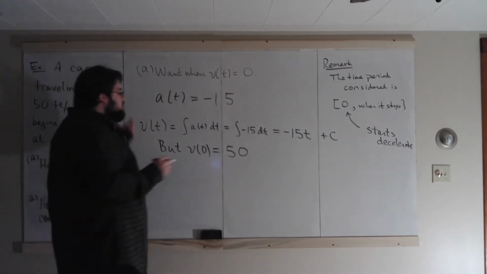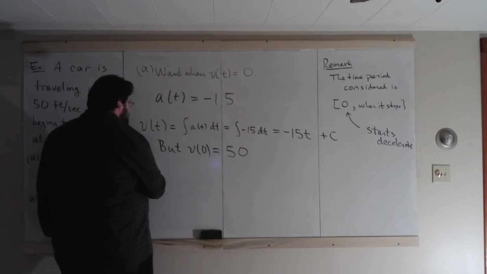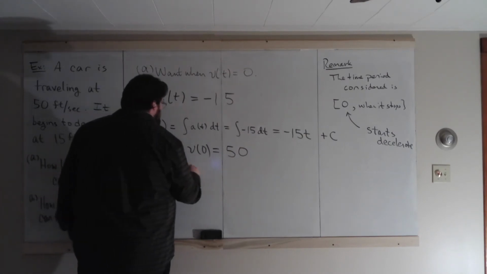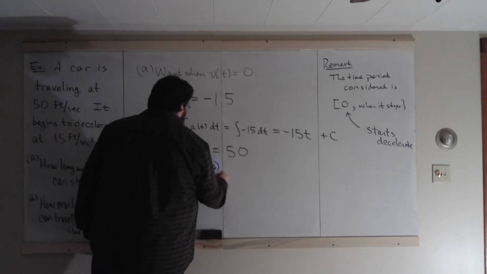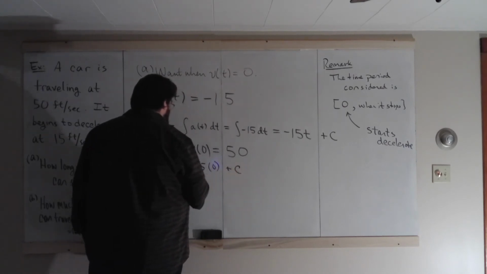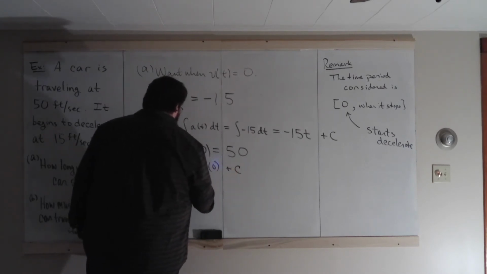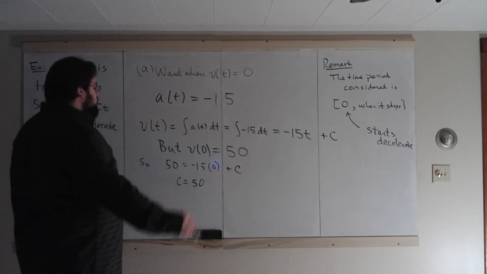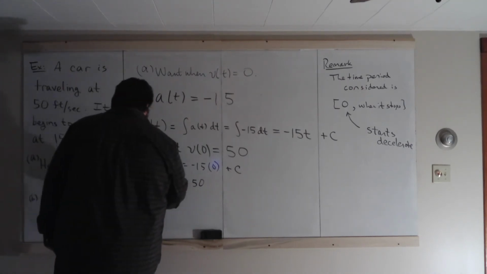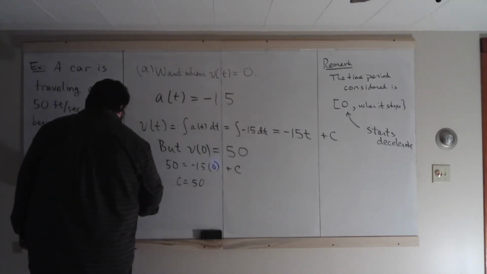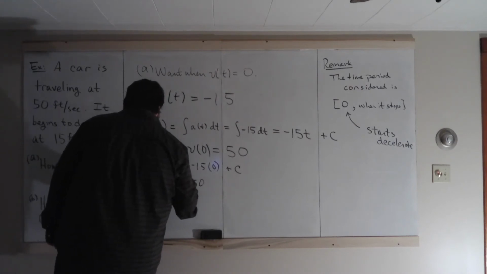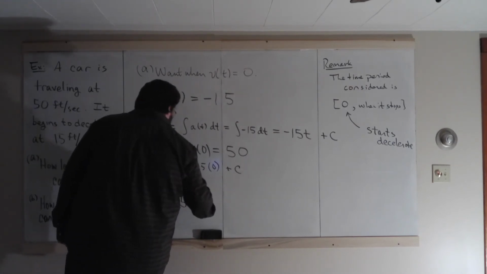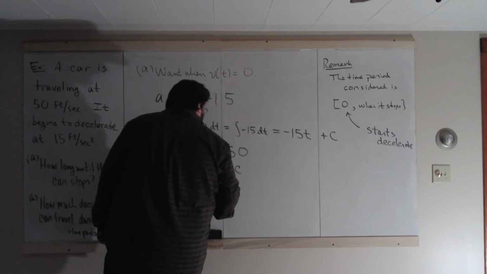We can find c. So we'll say 50 equals negative 15 times 0 plus c. So c equals 50. Well, that's great, because now we have a velocity function. So velocity v of t equals negative 15t plus 50.